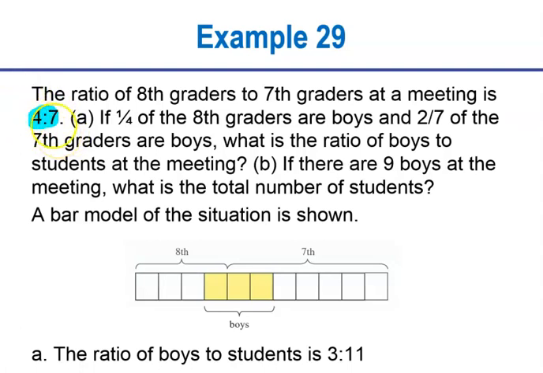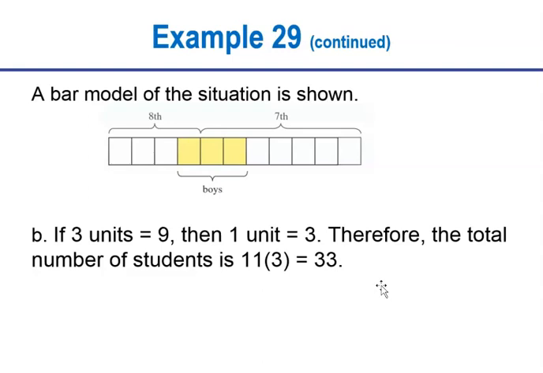Remember, this is just a ratio. So that would be out of 11. That's not necessarily how many people we have. Again, that's just a ratio. And you can look at the picture and tell it's 1, 2, 3, 4, 5, 6, 7, 8, 9, 10, 11 represented there. Now part B, it says if 3 units is equal to 9, then 1 unit is equal to 3. Therefore, the total number of students is 33.